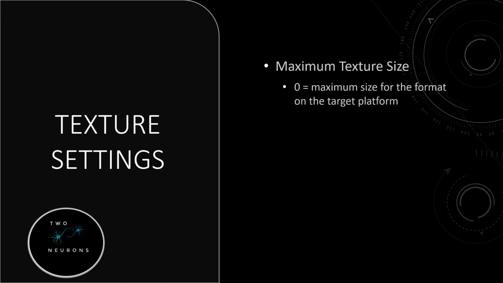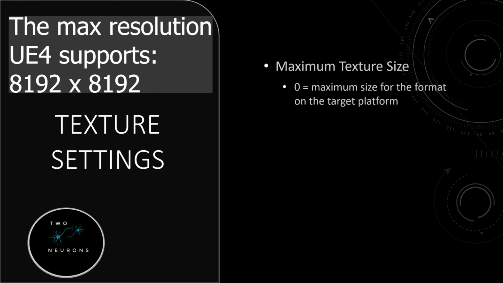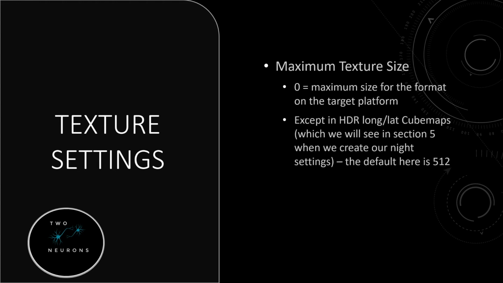Now, for a default texture that we use, the maximum will be 0. That is, 0 means use the maximum format possible for the target system we are rendering to. Except for when you are working with cube maps or HDR longitude latitude cube maps. We'll see this, as I mentioned, in section 5 when we create our nighttime setting.